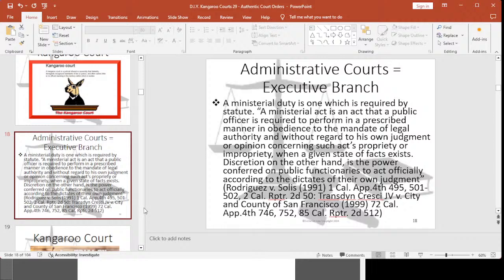A ministerial act is an act that a public officer is required to perform in a prescribed manner in obedience to the mandate of legal authority, and without regard to his own judgment or opinion concerning such act's propriety or impropriety, when a given state of facts exists. Discretion, on the other hand, is the power conferred on public functionaries to act officially according to the dictates of their own judgment. So this is one of the things that I did recently.